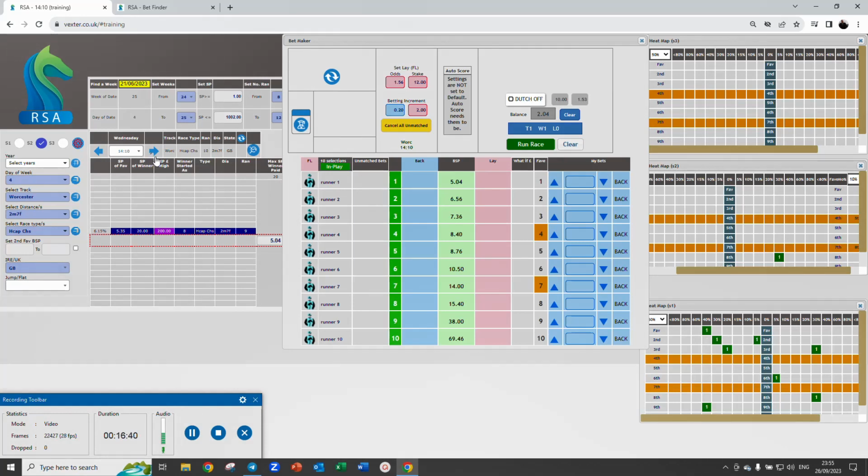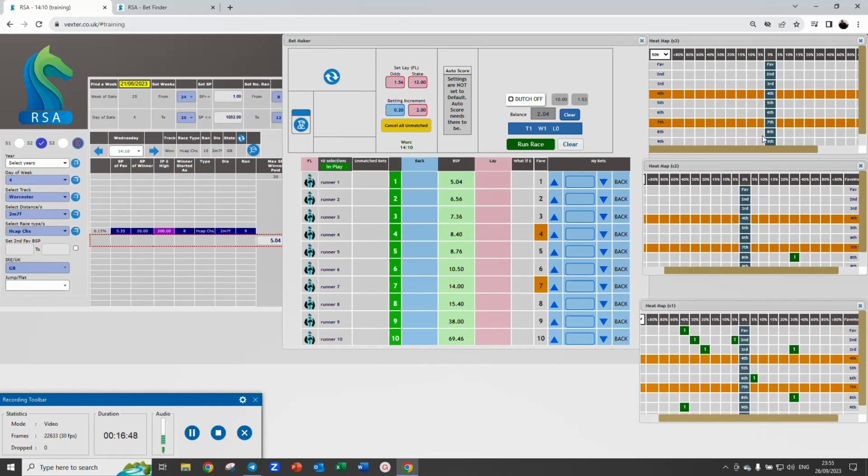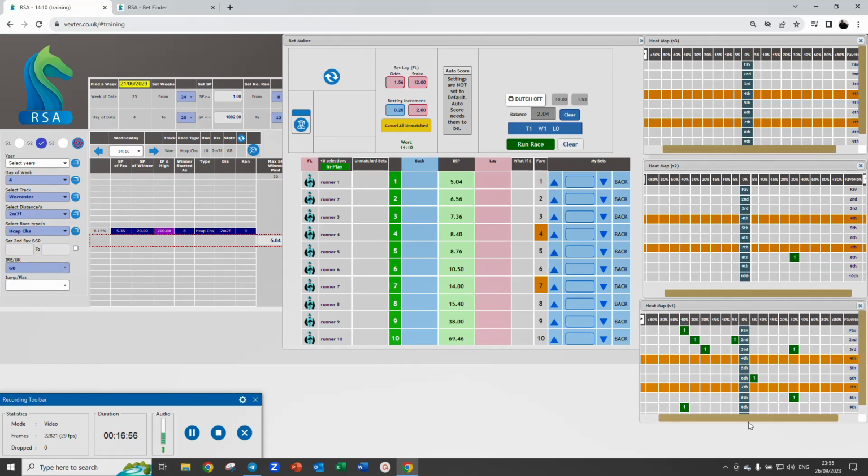It's Worcester, which is a non-PF meeting. Let's just move those so we can see they're all roughly in the same place. They're all centered. This one's a bit more runners. We want to see a bit more.